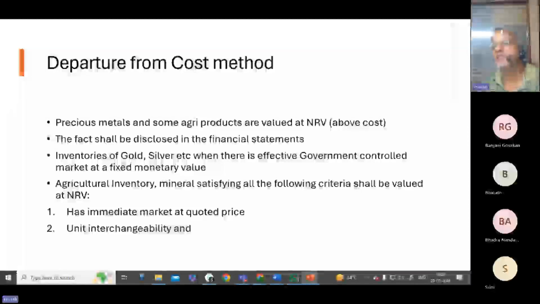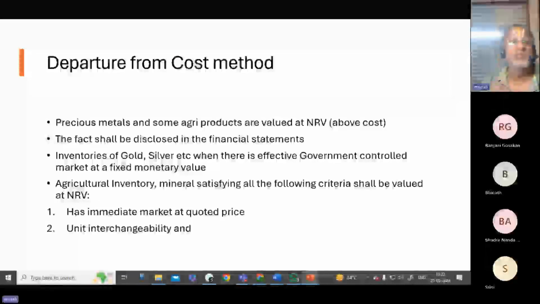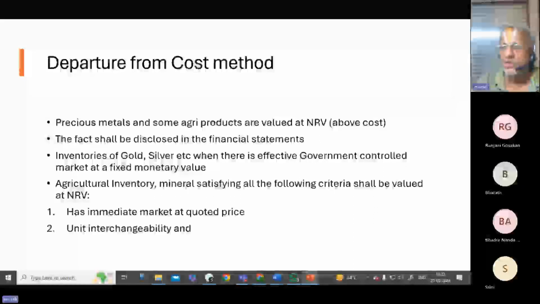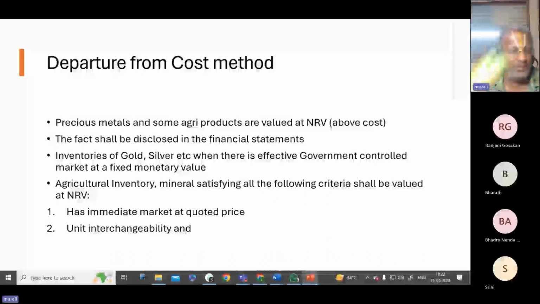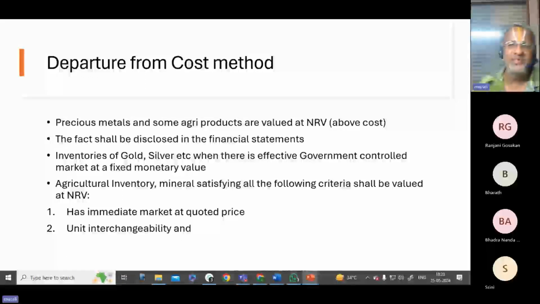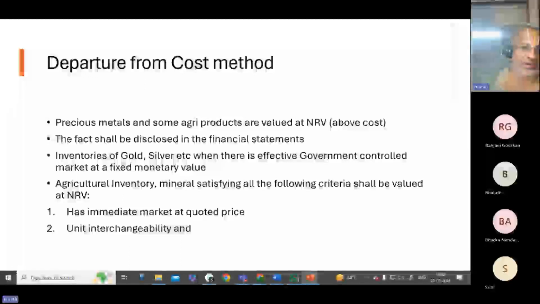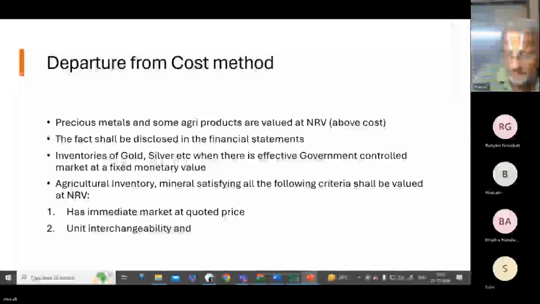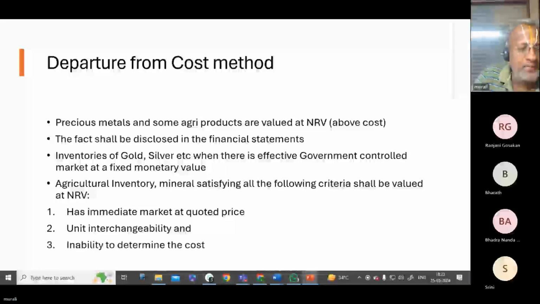What do you mean by unit interchangeability? Similar products only will have that unit interchangeability. So if I have a OnePlus mobile, on that particular model you will be having 100, 200 numbers. So I would just say it is not good, so I will return it and I can take something else. So there is no uniqueness, and this is applicable only when products are similar, or I would just say identical. Then inability to determine the cost.